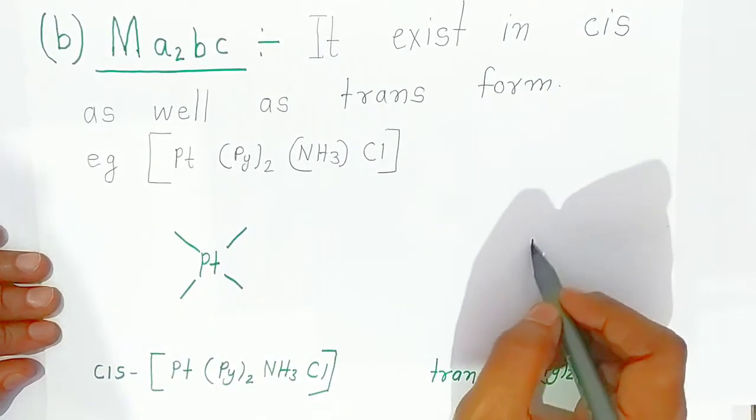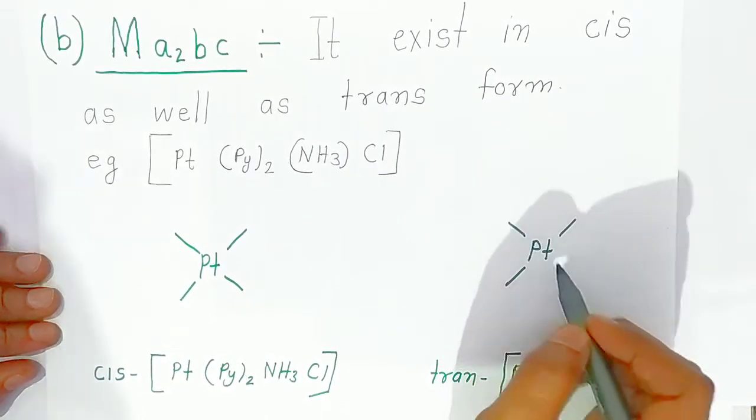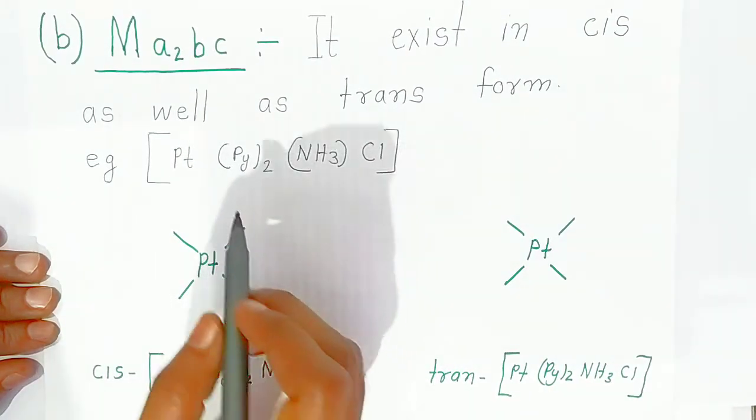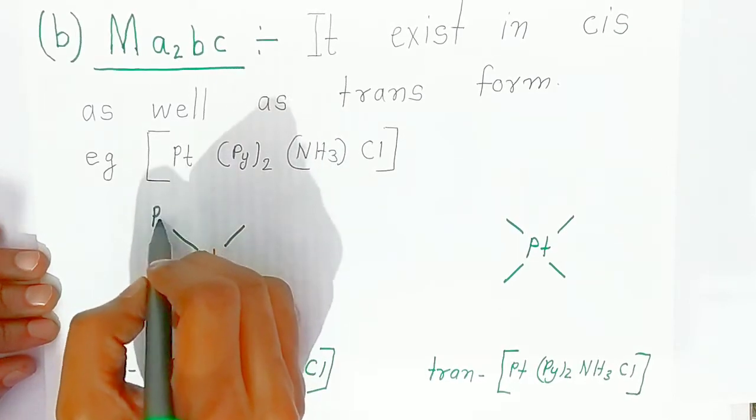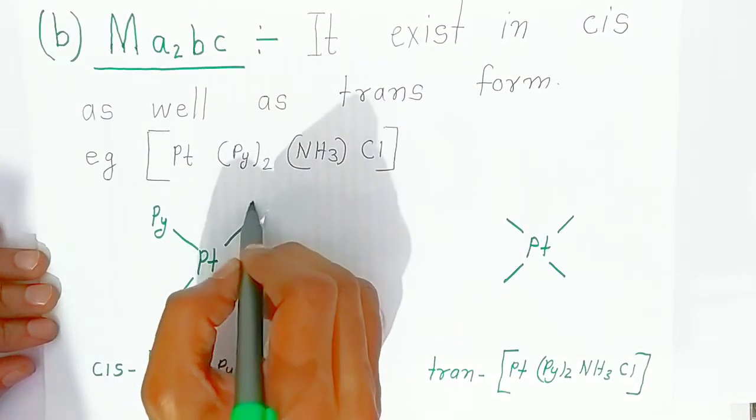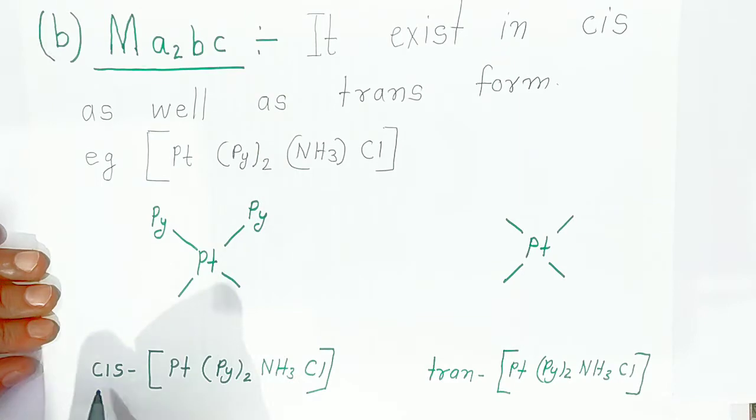Again you have to make the same thing here also, students. This way you have to write it down. Now what happens, students? First you are writing cis. That means here pyridine will be adjacent to each other. Py and adjacent to again pyridine. So this says that it is a cis type of complex.